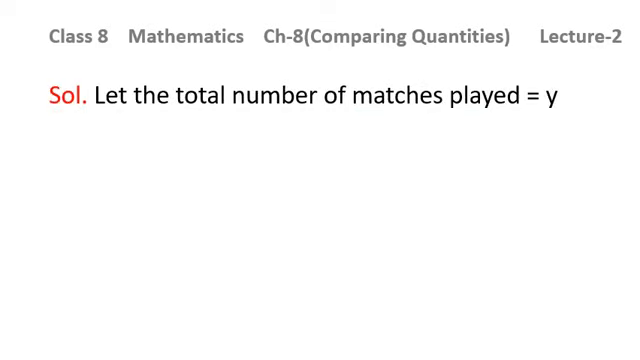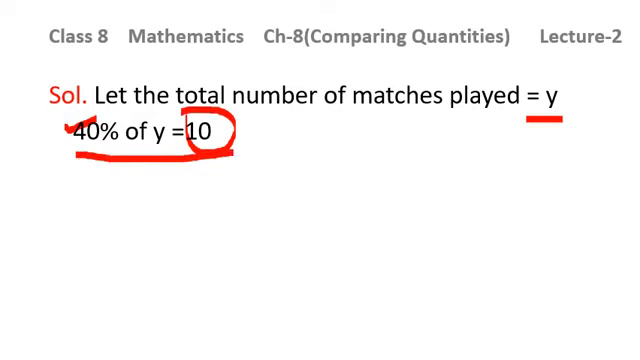So let us see how we will solve it. Let the total number of matches they played be equal to y. We have taken the total matches they played as y. Then 40% of y is equal to 10, as this was their win percentage, and 10 is the total number of matches they won. So it will be 40% of y is equal to 10.